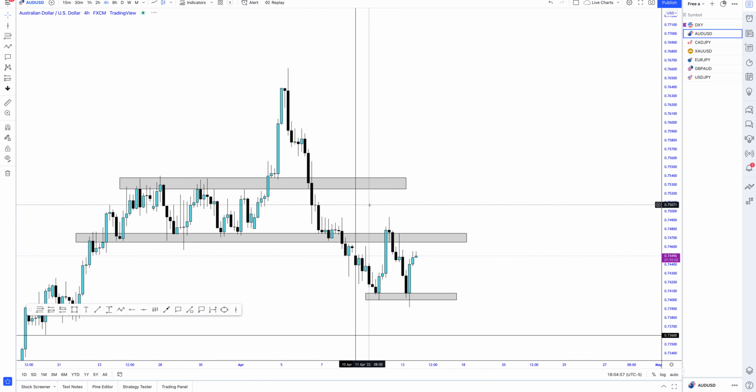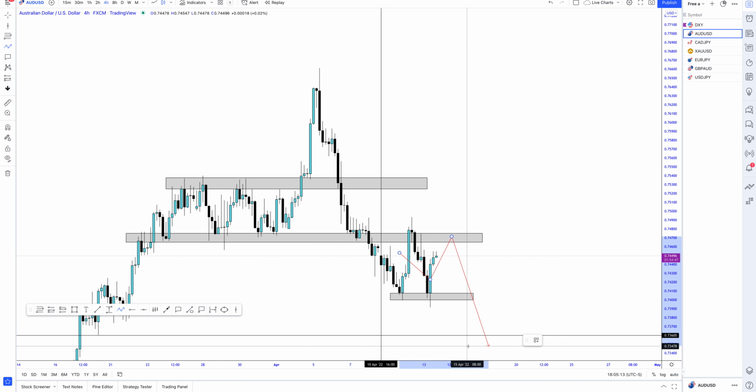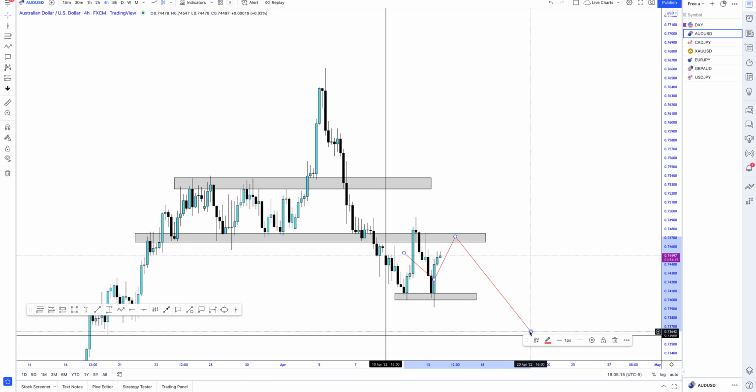So let's have a look at what I'm expecting now. We actually came up and faked out above structure here. Not really a full retest. So it's coming back up to do a proper retest at 0.747, 0.748. What I think we're going to see is a pull back up into here, respect, and then a move lower into the 0.736 level that I was talking about.